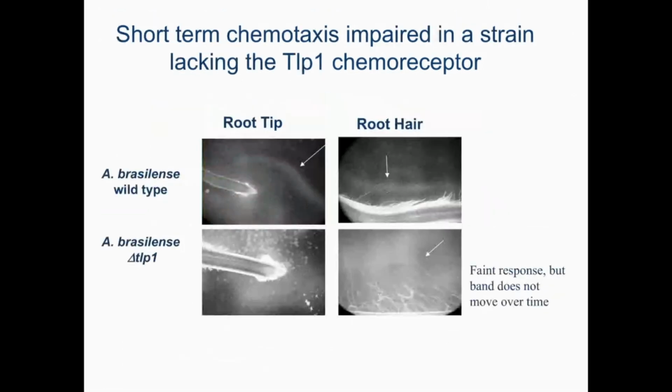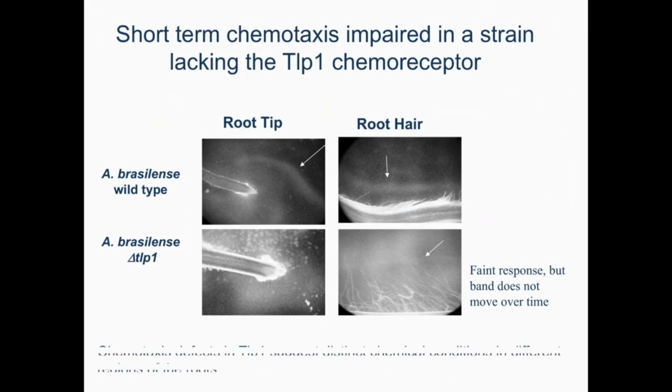So we also used the short-term assay and confirmed this. The wild type formed this band away from the root tip or closer to the root hair. The chemoreceptor mutant didn't seem to sense the root tip at all and formed a very, very faint band that did not move over time in the root hair zone. So obviously, sensing organic acid by TLP1 is important for this behavior. So this chemotaxis defect suggests distinct chemical conditions in different regions of the roots.